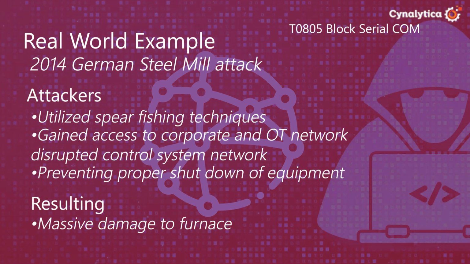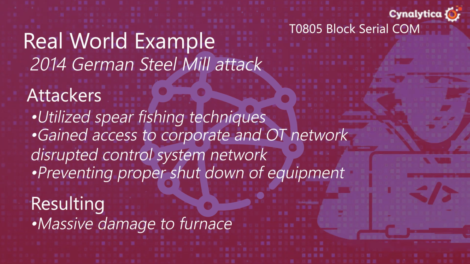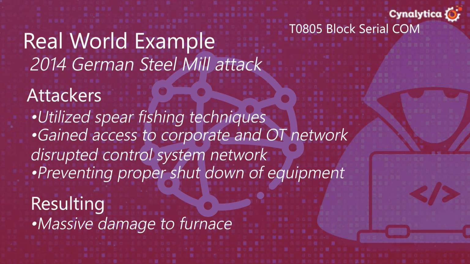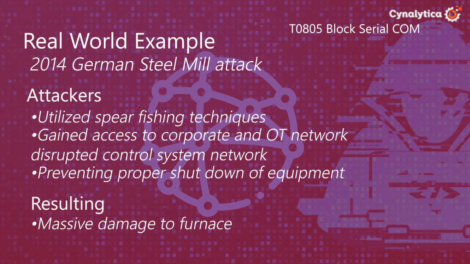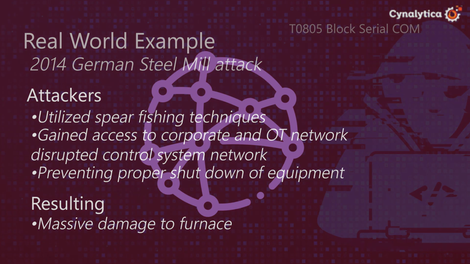The German steel mill attack illustrates the severe consequences of blocked communication channels. Attackers disrupted serial communications, preventing proper control and shutdown procedures. This emphasizes the importance of monitoring both the IP and non-IP communications to detect and prevent such disruptions.